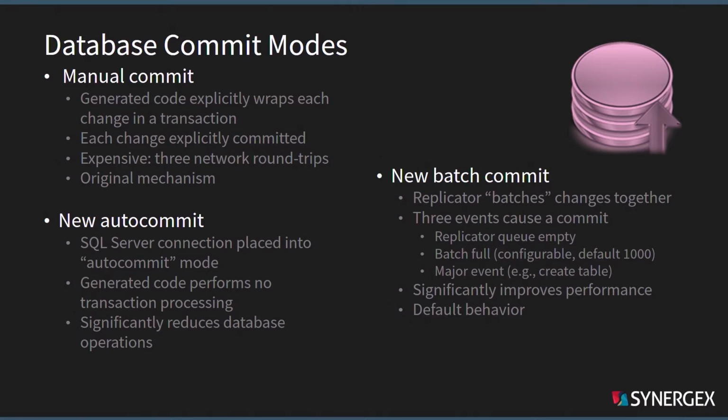So there are three things that will cause it to commit now. One is if the replicator has done a bunch of stuff and then runs out of instructions, it will commit everything it's done before it goes to sleep. Or if it hits a batch size limit, so we default to saying every 1,000 entity changes, commit them as a block. Or if there's a major event like a new table that gets created or something like that. By deferring to batch commits, again, we got a fairly decent bump in performance overall.